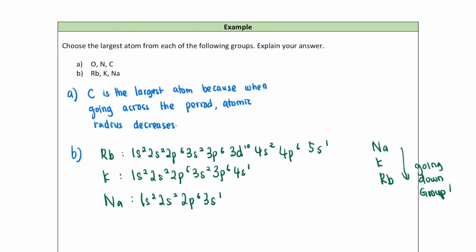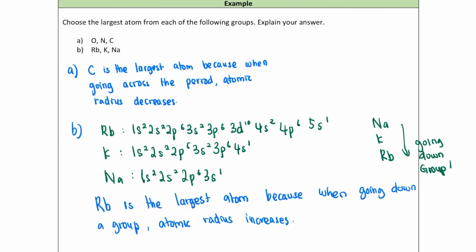Okay, so size yang paling besar adalah rubidium lah. Sebab apa rubidium? Because we know that going down a group, size getting bigger. That means rubidium punya size is the biggest lah. Right, so our answer should be rubidium is the largest atom because when going down a group, atomic radius increases. Okay, so that's all for this example. That's all for this video. Thank you.